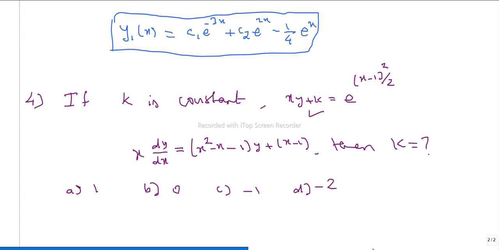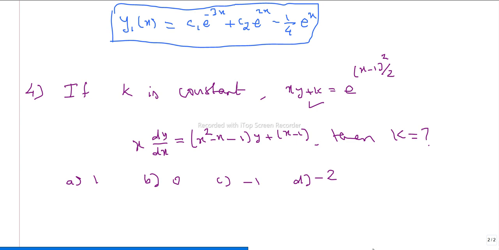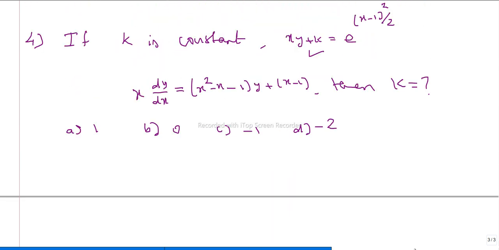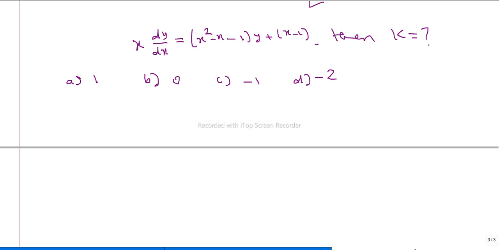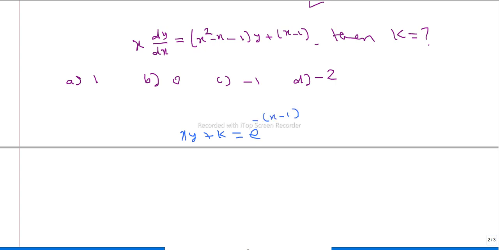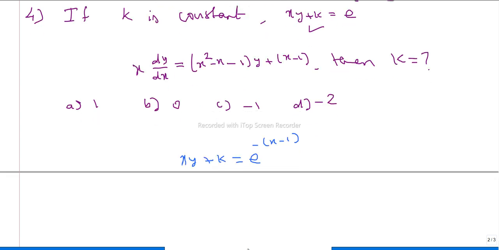So it is given that this is a solution. So what we have to do is differentiate the given equation, because this is a solution, right? Therefore the given equation is xy plus k equals e power (x minus 1) whole square by 2.